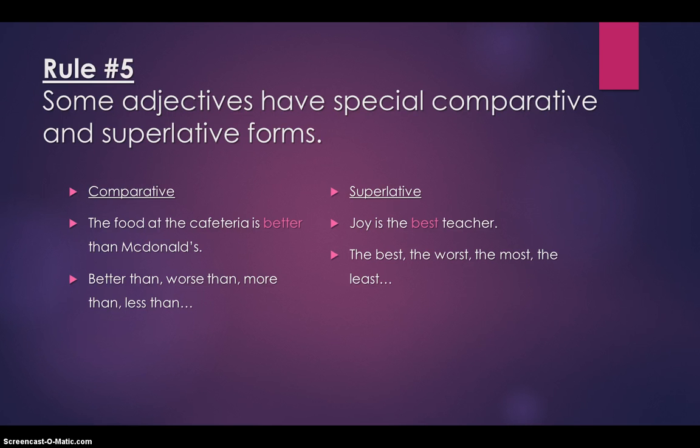We can also have for the adjectives good, bad, much and little. For the comparative forms, better than, worse than, more than, less than, and the superlative forms, the best, the worst, the most, and the least.